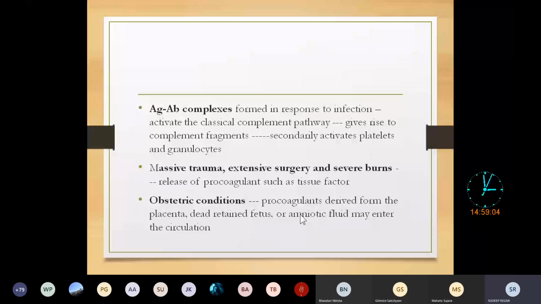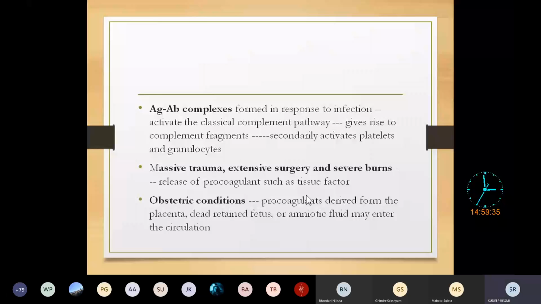In case of massive trauma, extensive surgery, and severe burns, there will be the direct release of procoagulants such as tissue factor. And in obstetric complications, the procoagulants are derived from the placenta, dead retained fetus, or amniotic fluid, and they will enter the circulation and lead to activation of the secondary or the coagulation cascade.